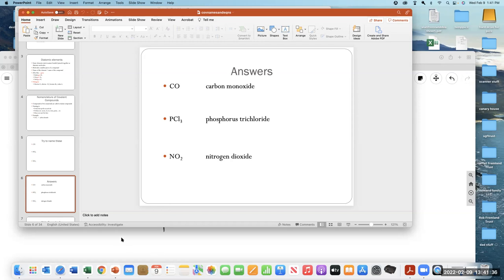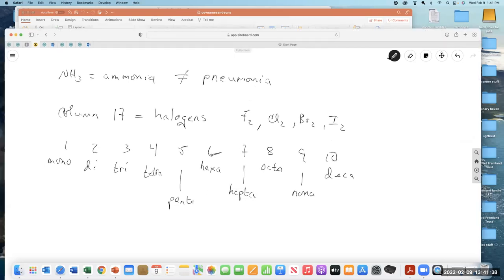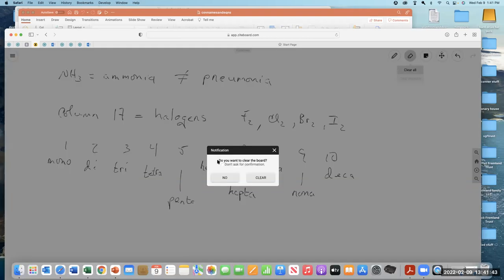And just for fun, let's do one more, this one with a different prefix. What if we did this one? P2O5. That's a five right there. So two is di. P is phosphorus. And then five is pent, oxide.